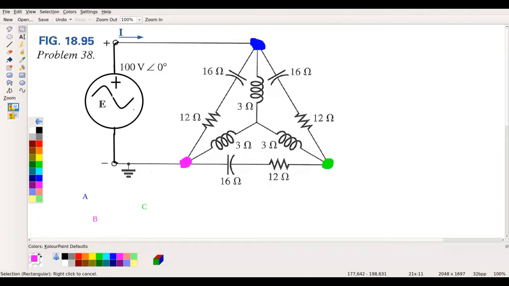So up here is point A, here's point B, and here is point C. These three points, A, B, and C, are actually all touching. One option might be to take the delta and make it a Y.